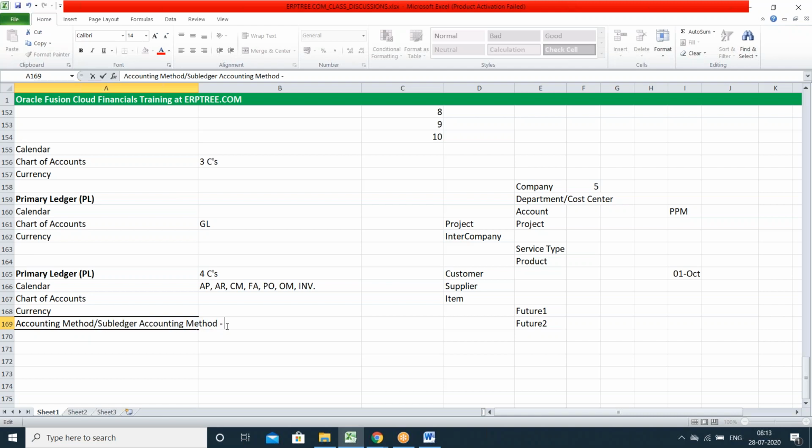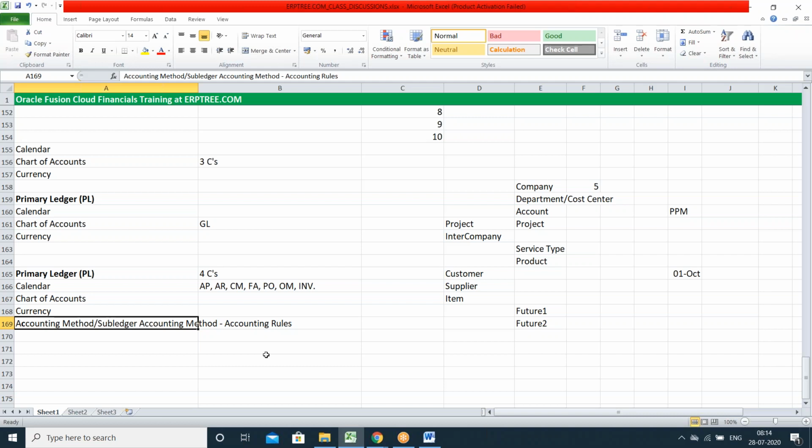Within this, what can we do? Accounting rules. Okay, we can have accounting rules. For now, you need not understand this point. Once we start working on the relevant transactions, we'll go through it once again. I'll show you how Oracle is providing, and if you want to modify, how to modify, how we have each and everything inside of it, we'll discuss in more detail. But now the simple point we have to understand is, if you create the primary ledger with the 3 C's, you can use it only in the GL application.